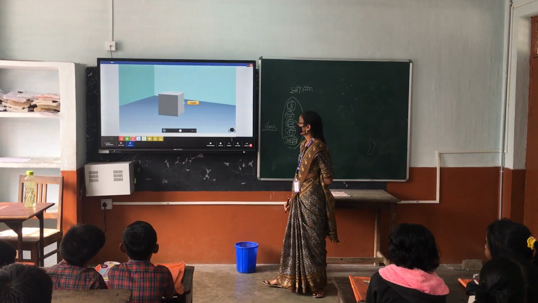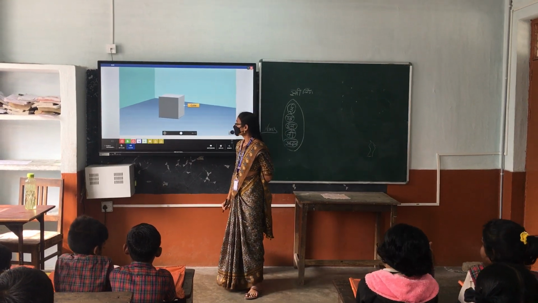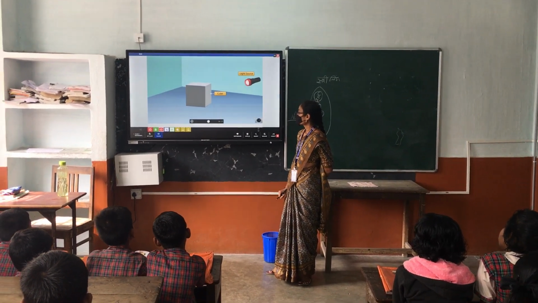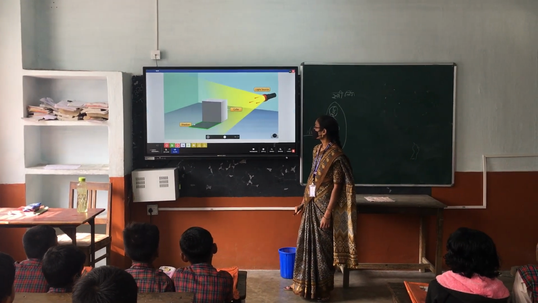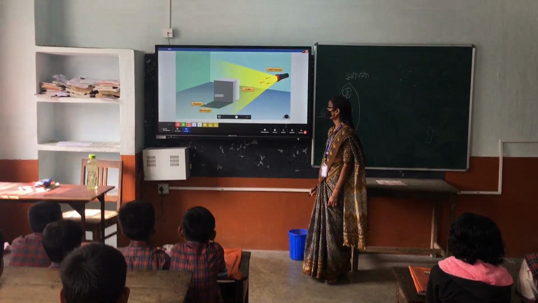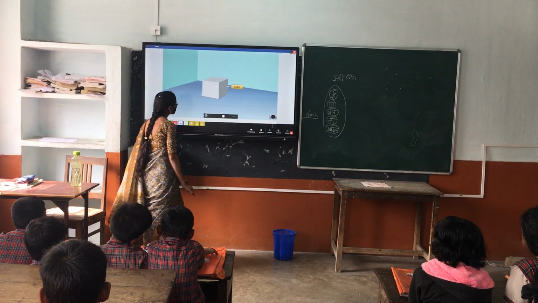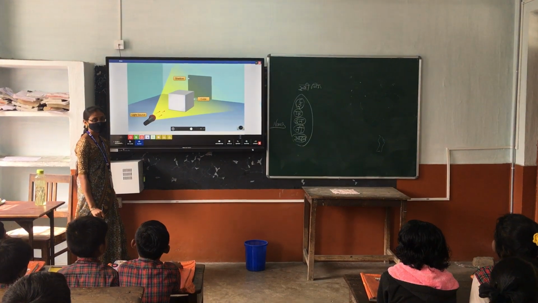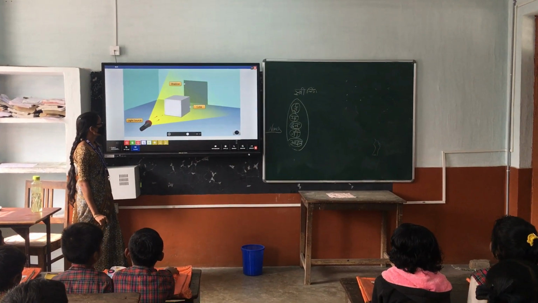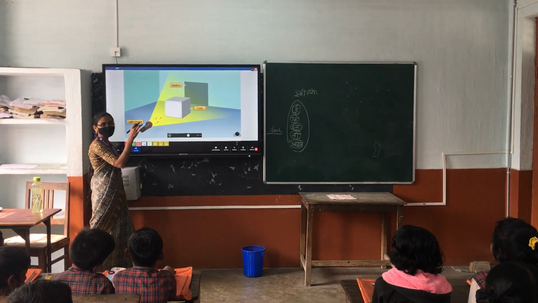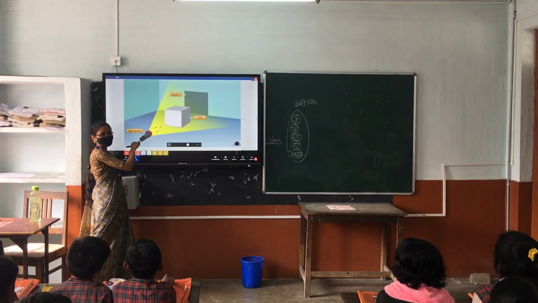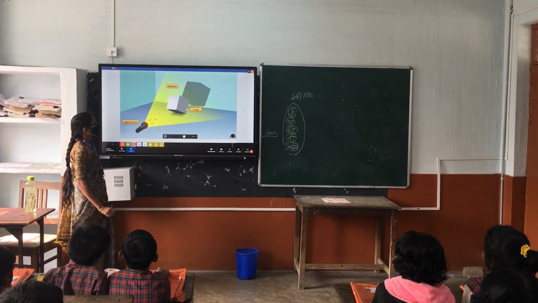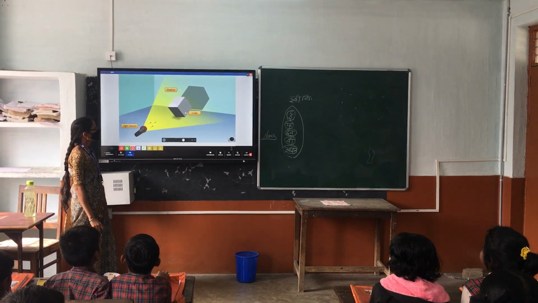Now let's look at the shadows a cube can cast. When the light source is placed like this, we see that the shadow of a cube is almost rectangular in shape. But in this arrangement, we see that the shadow of the cube is an exact square. In one position it looks like a rectangle, but in another it changes. See how the cube's shadow changes its shape as the cube moves.